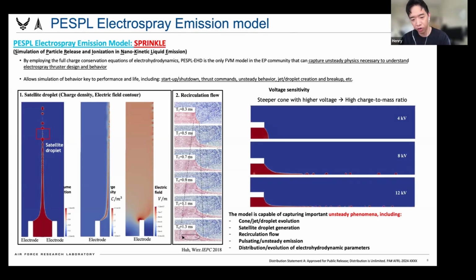When you apply higher voltage, you can see a steeper meniscus, changing into a smaller jet size and smaller droplet, and a higher charge to mass ratio of the droplets that can have the higher thrust power.